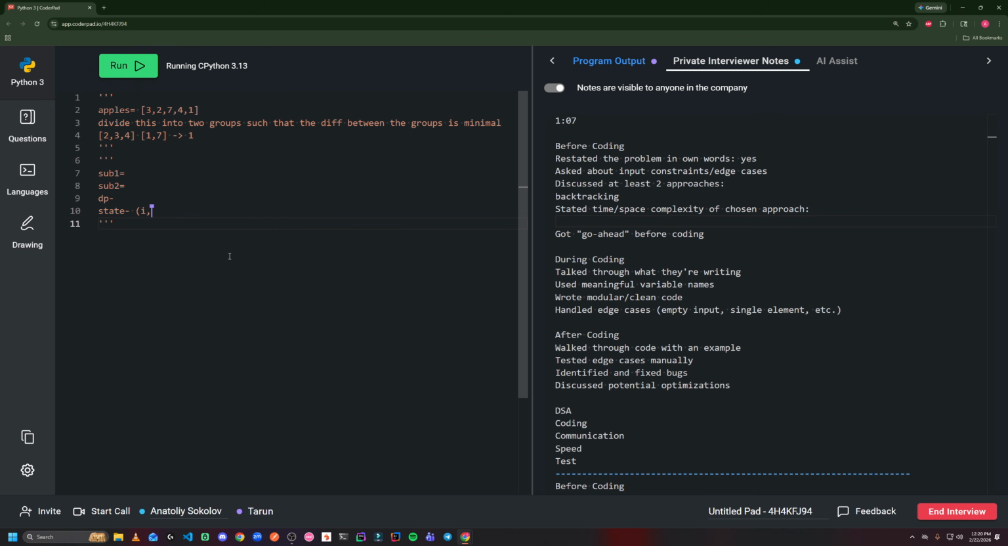Okay, so you have two subarrays, you have a state I. I'm thinking, should I add any other constraint to consider in the state? Because at every index I definitely need the index, but at every index I'm going to recursively either add into subarray 1 or subarray 2. I think here index I is enough for the state.